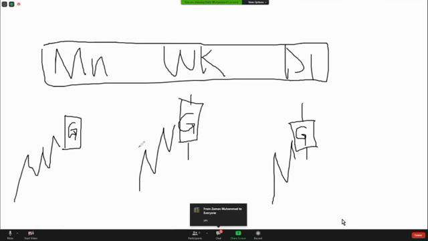This is what you're looking for. You're looking for a green candle on the monthly chart, a green candle on the weekly chart, and a green candle on the daily chart. So this is the previous day's candle. So you'll be having something like this. I'm assuming this is the running candle.